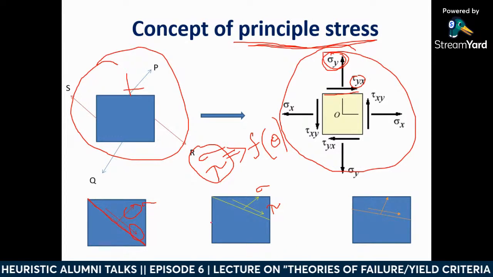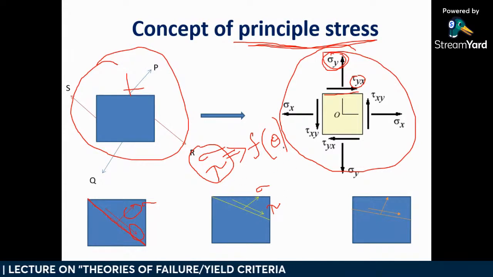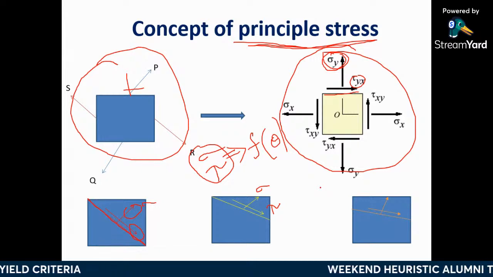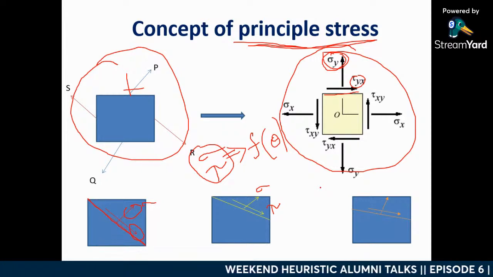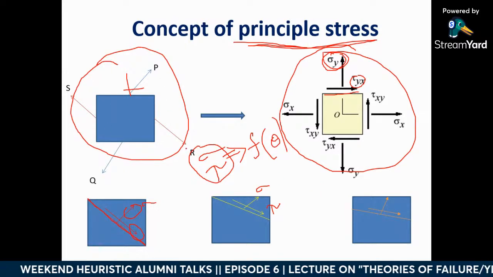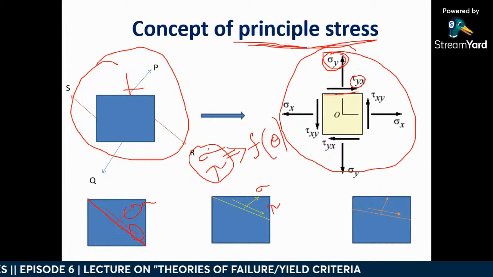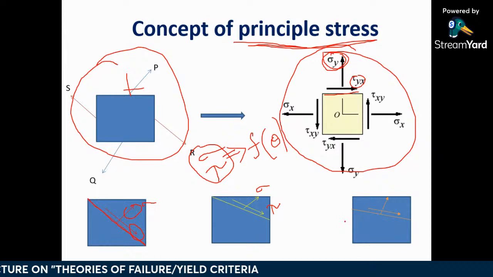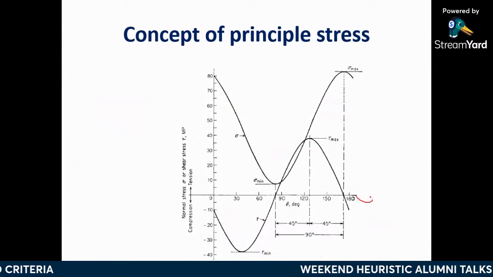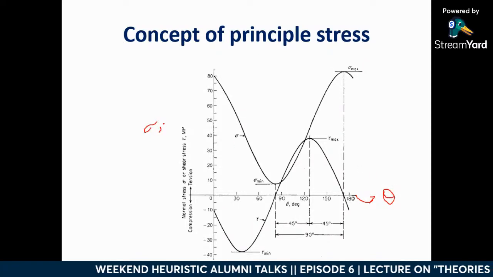Obviously you have some mathematical equations to calculate sigma and tau as a function of theta, but we are not moving into the equations. You just need to understand the concept. That will be sufficient. The point I am trying to make is, for the same applied PQRS, depending upon the angle of the plane, you will get different values of normal and shear stress on that particular plane. If you plot that in a figure, your x-axis is theta, the angle of the plane, and your y-axis is stresses, sigma and tau.